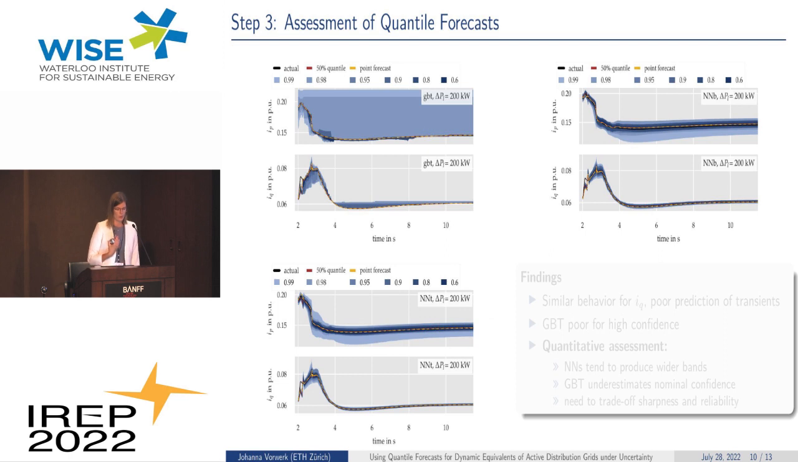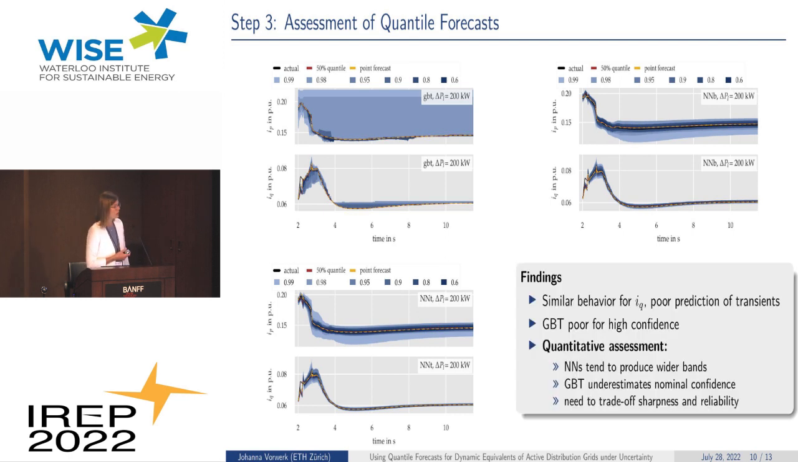So here you have an overview of all the different forecasting techniques for one specific step. We have also done quantitative analysis on this. This is in the paper with some quite large tables. So I just wanted to provide you with the key findings of that. All of them show similar performance for reactive current, which during the transient is quite poor. The GBT performs poorly for high confidence because we have very wide bands here. This is somewhat undesirable. And we can see that the neural networks in general have these very nice bands around our actual response. However, we need to trade off the sharpness and reliability because we usually would like thin bands that are sharp but reliable, and there's a trade-off between the different methods here.